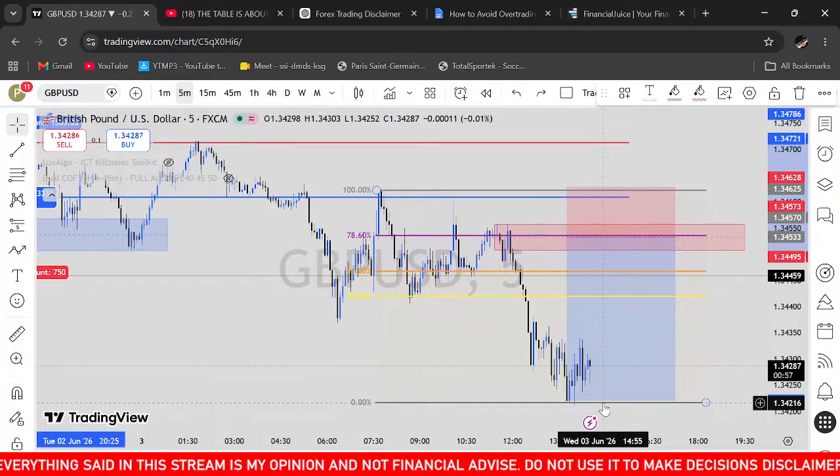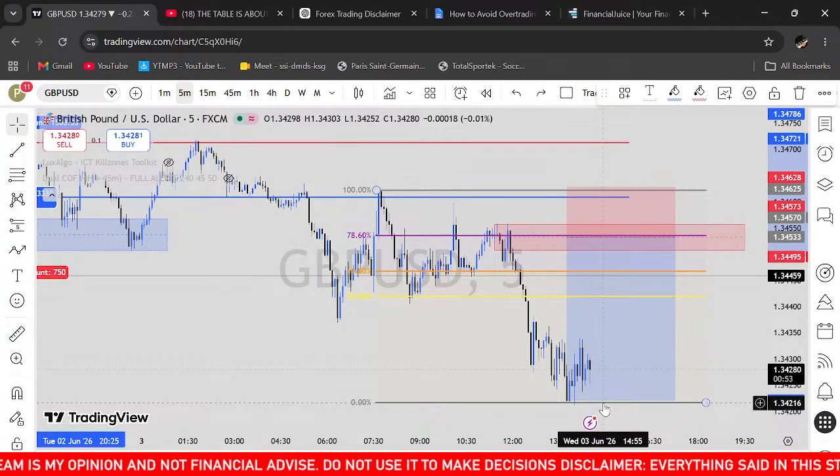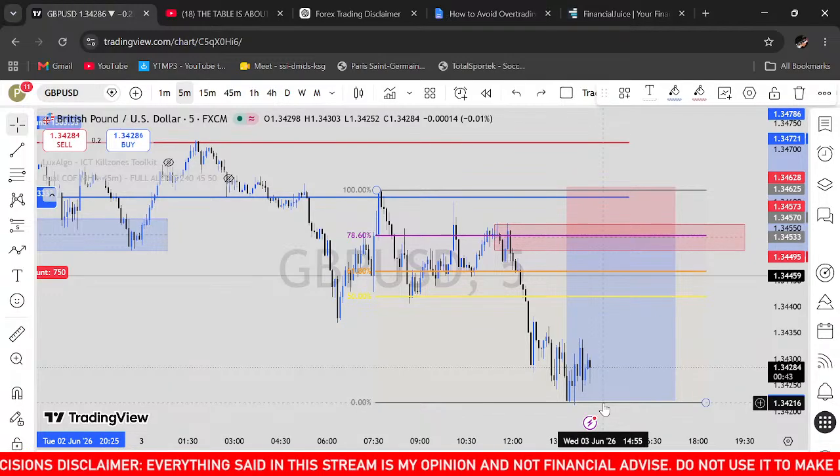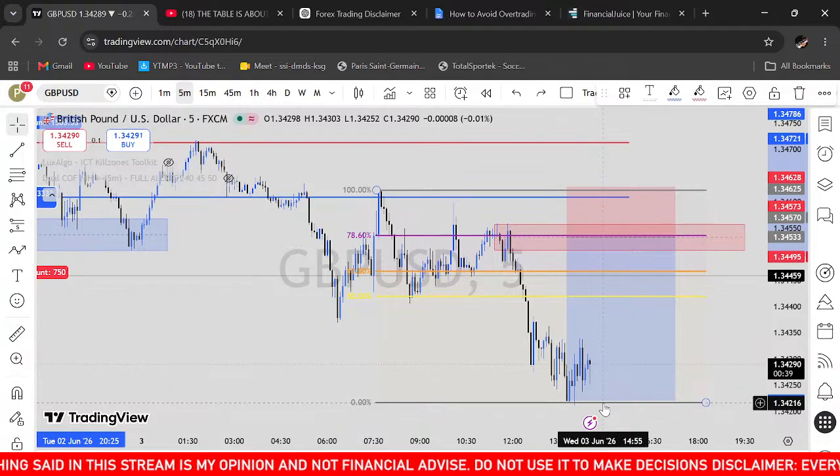And why do people overtrade? One, fear of missing out. Two, taking trades without waiting for confirmations. Entering multiple positions on the same idea. Three, trading every market movement. Increasing lot size after a loss to recover quickly. We talked about that. Feeling stressed or emotionally attached to trades. It's one of the reasons why people overtrade.